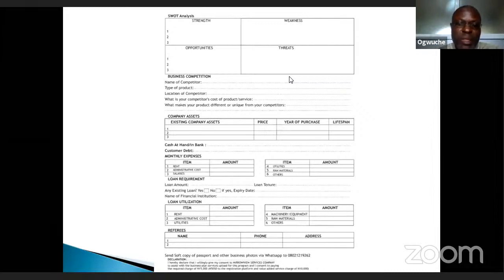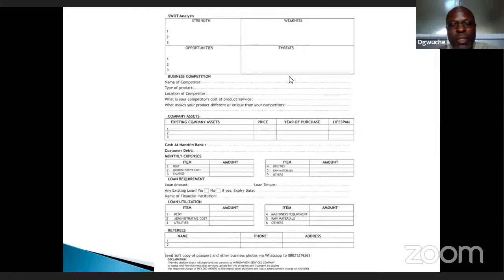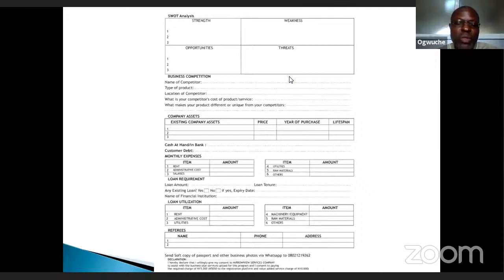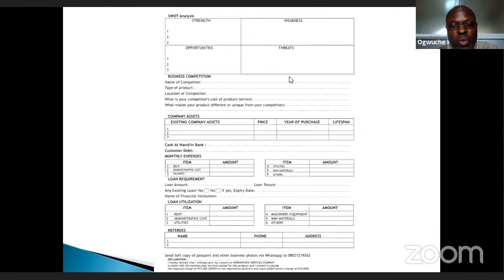Monthly expenses. Okay, monthly expenses here, the items listed include rent, administrative costs, salaries, utilities, raw materials, others. Okay, here, when we talk about monthly expenses, what you do, if it's rent, for example, you find out what your rent per annum is. If it's 1 million, to get the monthly expenses, you just divide by 12 and it tells you how much you pay on a monthly basis. So you indicate the amount.